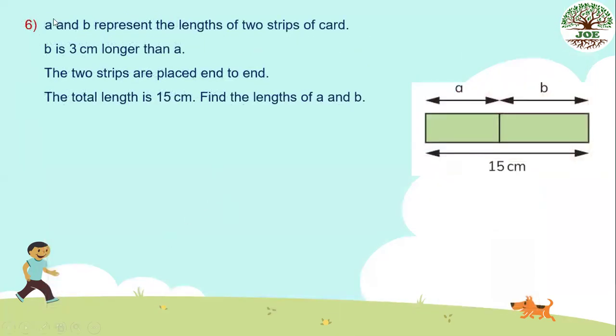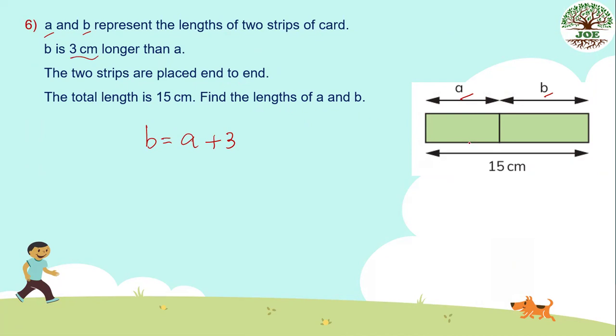Number 6, A and B. Small a and small b represent the lengths of 2 strips of card. Here, A and B, lengths of 2 strips. B is 3 centimeters longer than A. So B is A plus 3. The 2 strips are placed end to end, so the total length is 15 centimeters. Find the lengths of A and B.